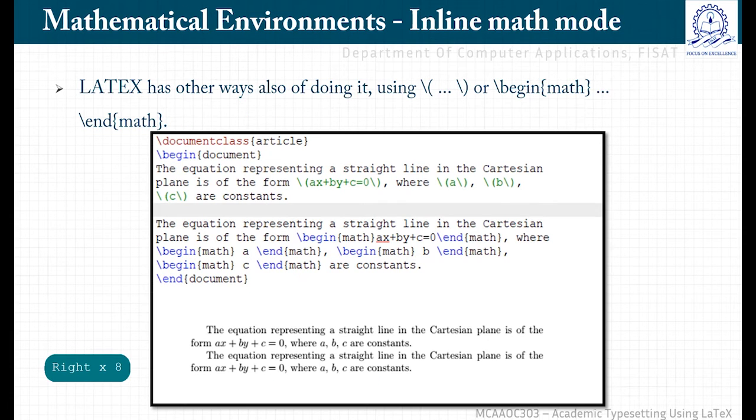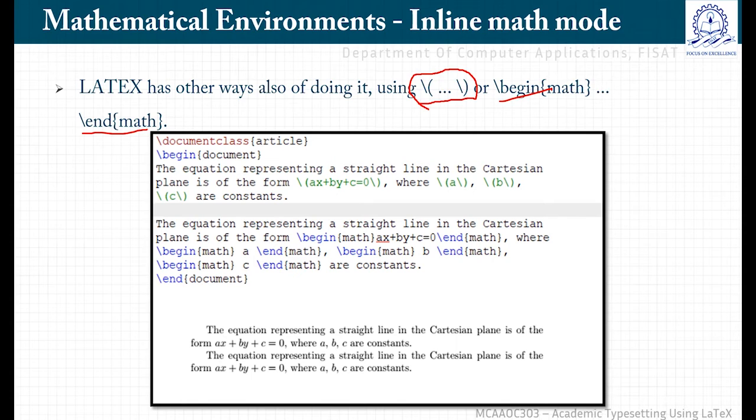There are other ways also of distinguishing mathematical text. As we have seen, we can enclose equations in this particular environment, and we can also use the begin math, end math constructs. See this example. The equation representing a straight line in the Cartesian plane is of the form, and I am beginning a mathematical environment by using the command begin math. Within that I include the equation. Then after that I am closing that mathematical environment using the end command. See the output, it is in italicized form.